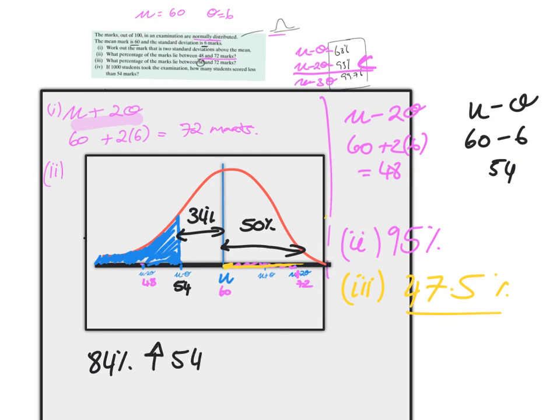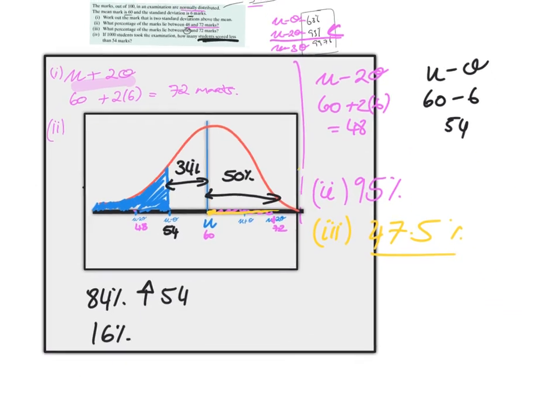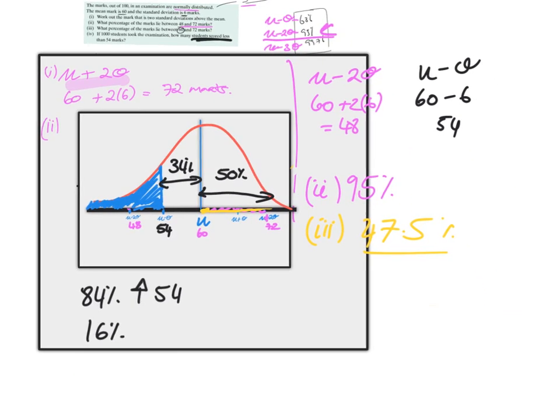How many scored less than 54? 16%. And then the question was, how many students? So they don't want a percentage, they want exactly how many students. So it's 16% of 1,000, which gives me 160 students. So lots of work in that question there.